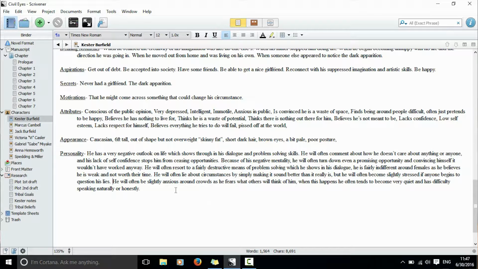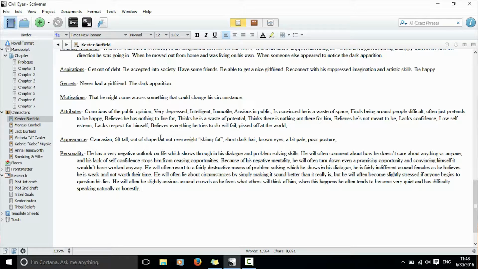And just generally what this character is like, what do they tend to do, how do they think about things, how do they generally go about doing things. If we can see here, he will often resort to a fairly destructive means of problem solving, which shows through in his dialogue. He's fairly indifferent about females, as he believes he is weak and not worth their time, and things like that.